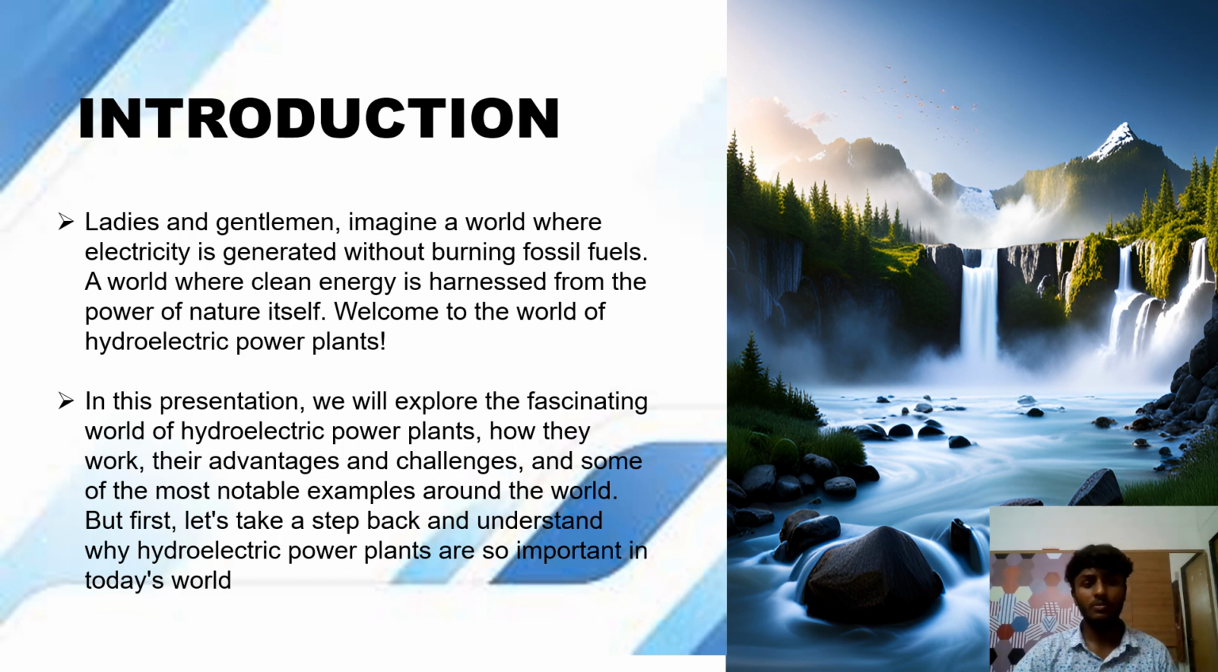In hydroelectric power plants, water is typically stored in a reservoir or sourced from a river or dam. The potential energy of elevated water is converted into kinetic energy as it flows through turbines. These turbines are connected to generators, which convert mechanical energy to electrical energy.